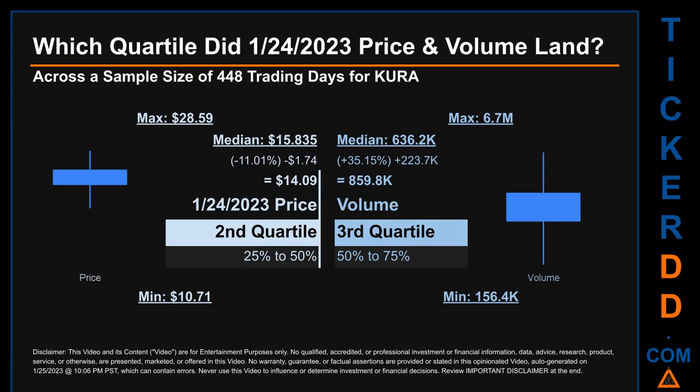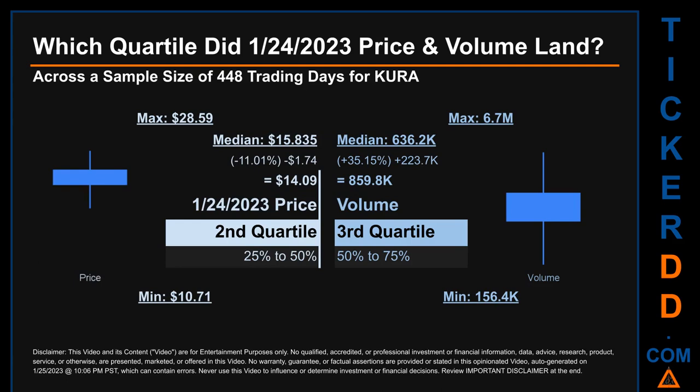The day's volume landed within the third quartile, that is within the 50% to 75% range of all sampled daily volume, which saw a max daily volume of 6.7 million and a minimum of 156.4 thousand. Quartiles tell us about the spread of a data set by breaking that data set into quarters, just like how the median breaks the set into half.